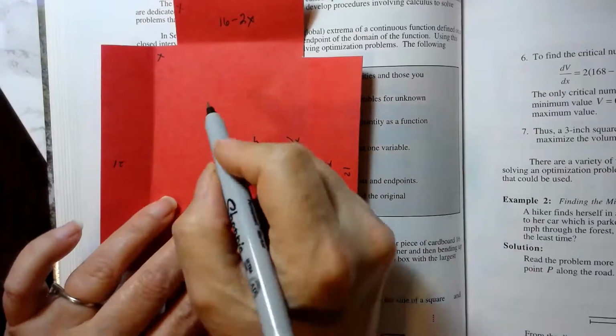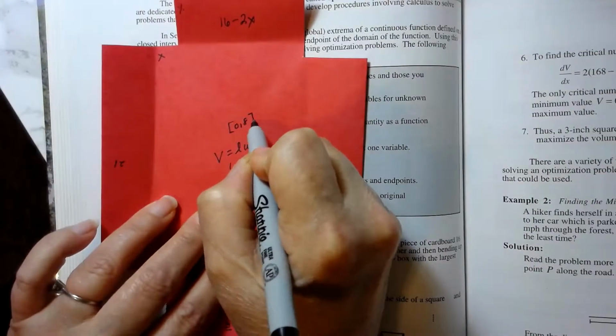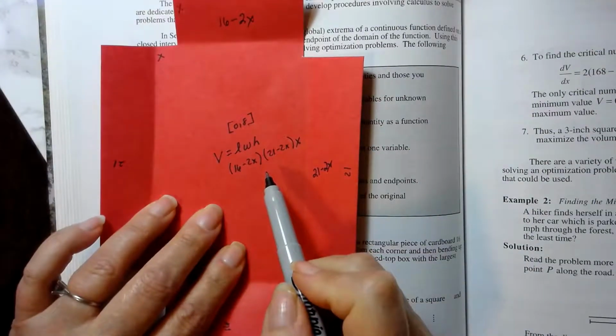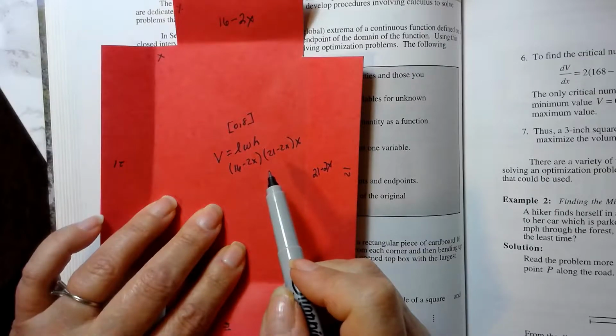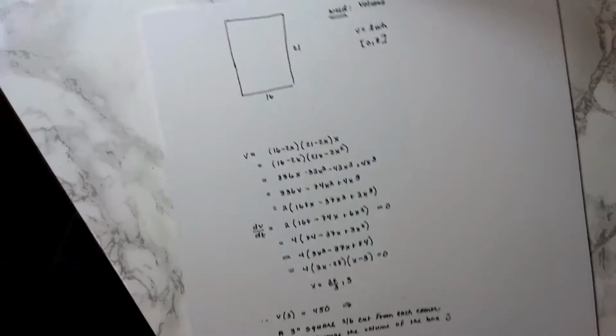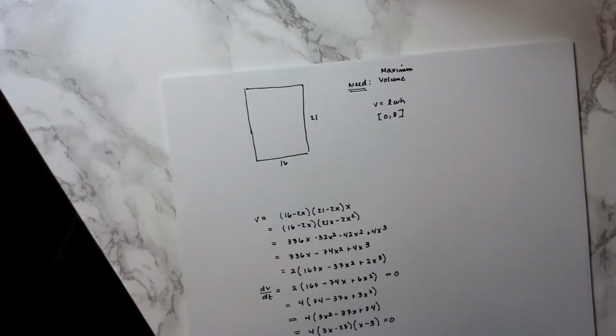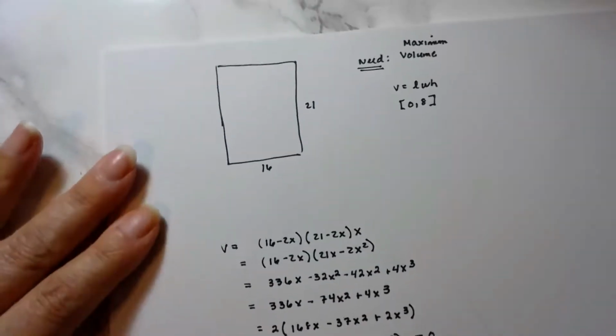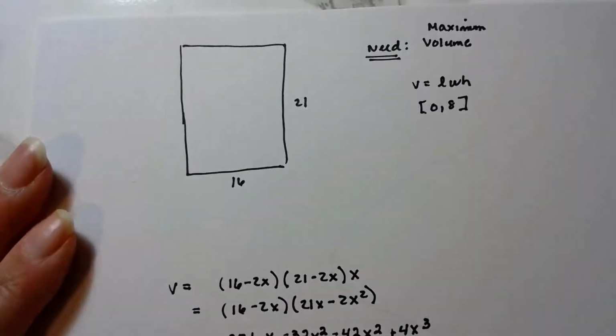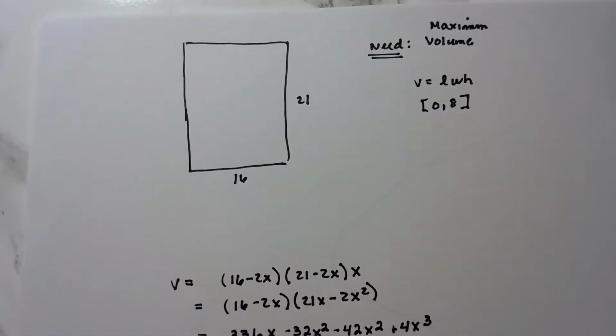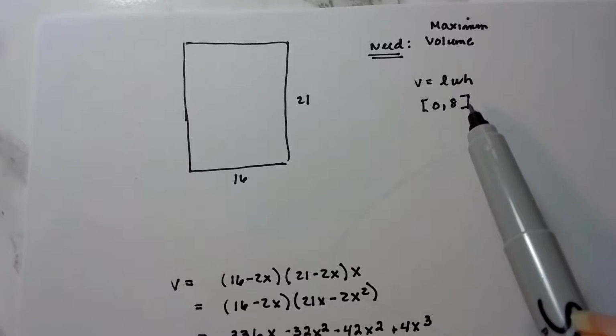Voila! Not only do I have a domain from 0 to 8, but I have a formula. And once I have the formula, I know how to take the derivative of that. So let's do that. I'm going to close this book. So again, I draw a picture. I know what I'm looking for, maximum volume.